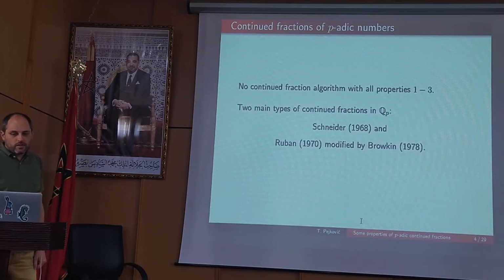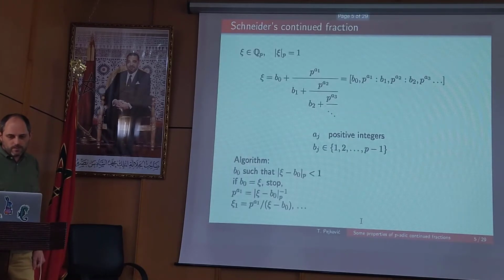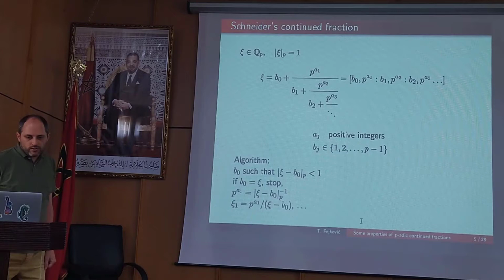In the p-adic field, no continued fraction algorithm has been proposed until now that has all these properties. There are two main types of continued fractions in the p-adic field, where p is a prime number: Schneider's, which I'm going to talk about today, and Ruban's, which was later modified by Browkin. Okay. So Schneider's continued fraction is constructed in the following way.